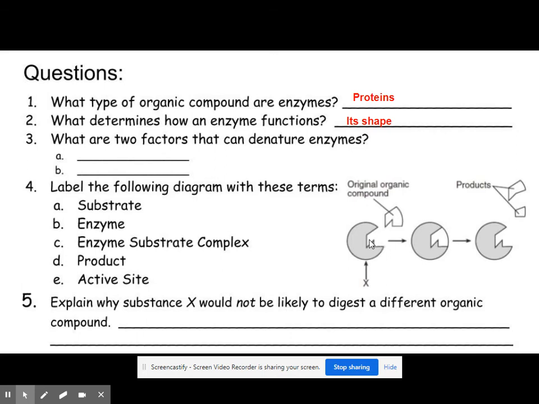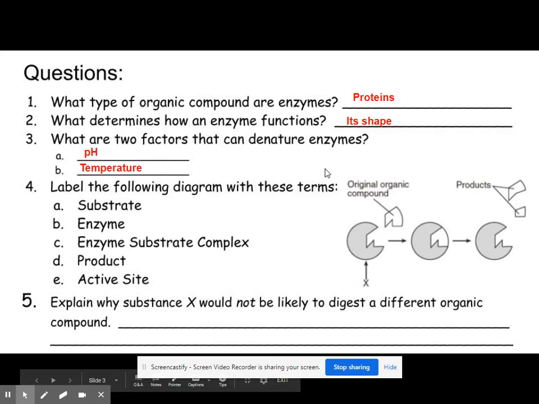You can see how this cutout region of this enzyme will only fit this particular substrate because of its shape. So there are factors that can denature enzymes or change that shape of the active site so they don't work anymore. And those two factors are going to be pH and temperature.